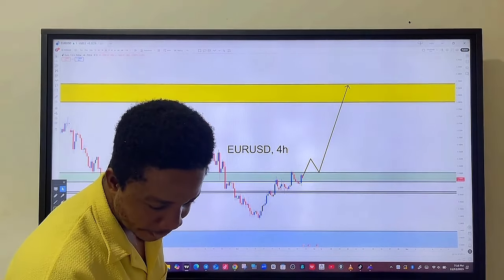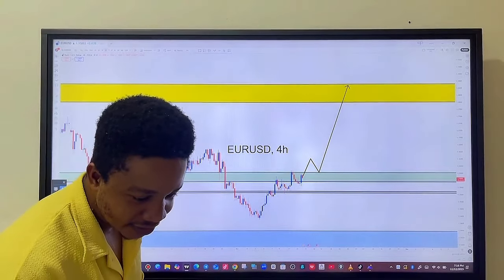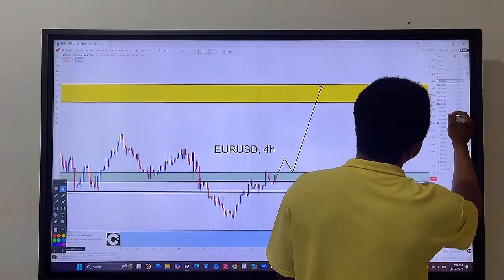Let's continue. I'm seeing CAD JPY by Mura Pedamis. Is it Mura Pedamis? Okay, yes. So let's go all the way to CAD JPY.